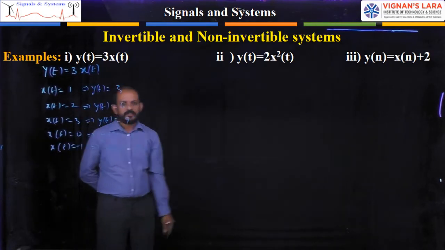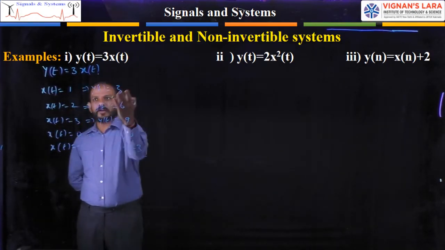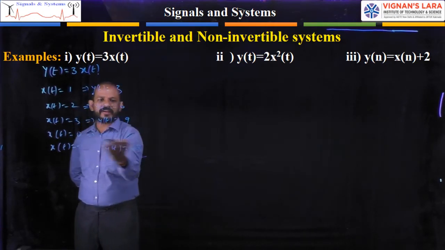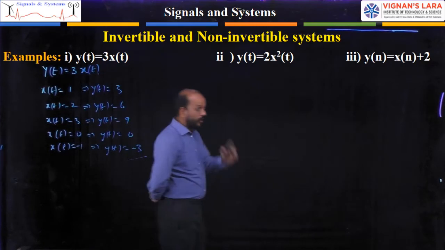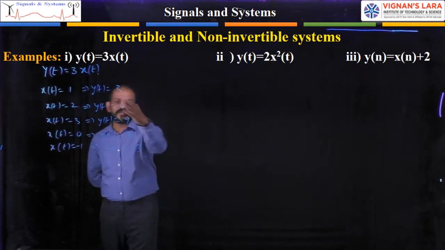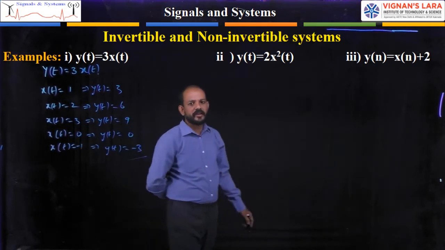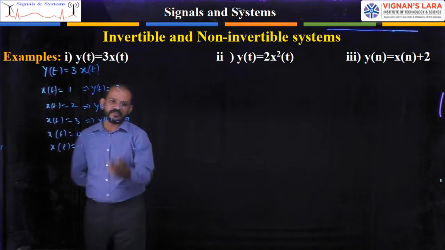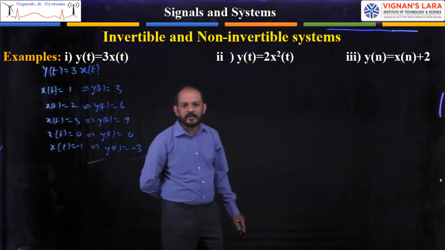So see, there's a unique relationship between input and output. If the input is 1, output is 3. Input is 2, output is 6. Input is 3, output is 9. Input is -1, output is -3. So that is one-to-one mapping. That is, you can get the input of the system at the output. So this system is an invertible system.